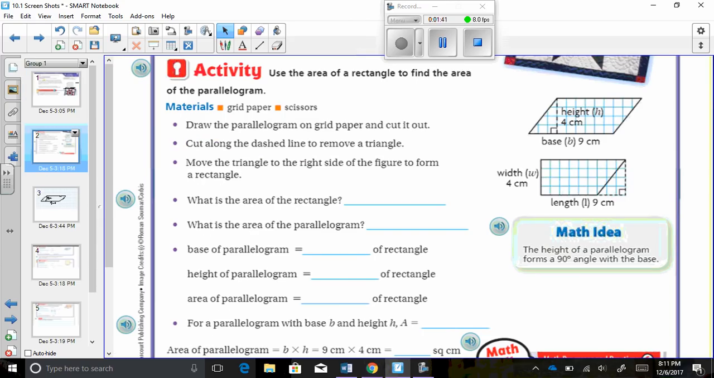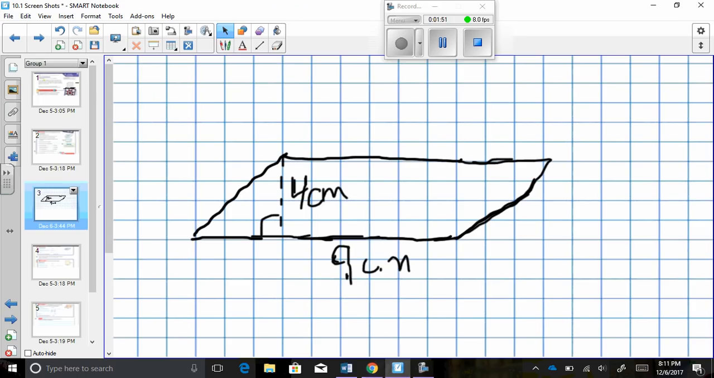So you're going to draw the parallelogram on grid paper and you're going to cut it out. For video purposes, I'm not going to cut it out because you wouldn't be able to see it. So I'm going to draw it on this grid paper instead. So here I've drawn 9 centimeters at the bottom, so you can see that covers 9 unit squares on the bottom. And then the height is 4, so I went up 4 and drew another 9 lengthwise. Okay, so you can see I have a length of 9 and a height of 4.